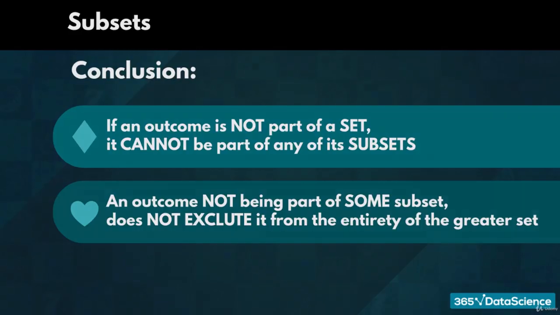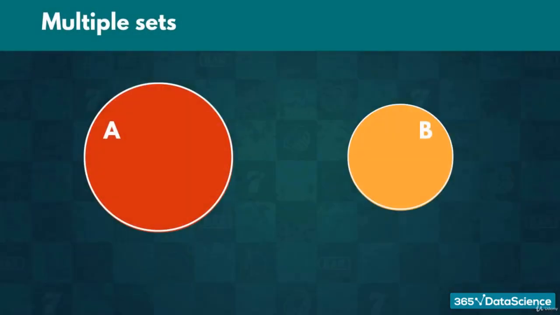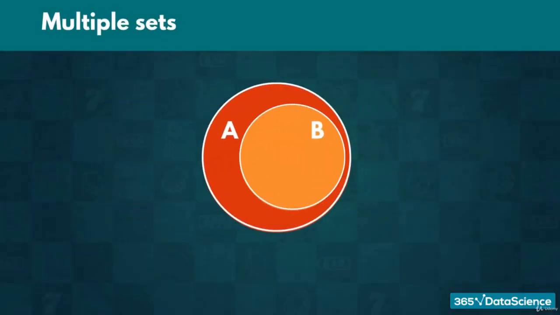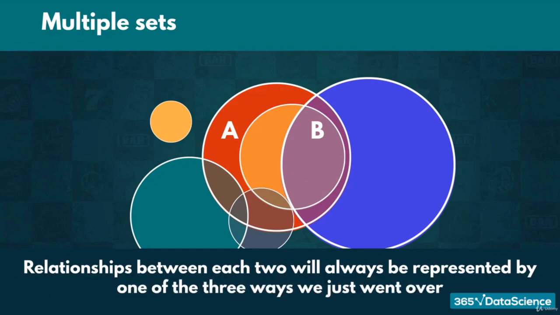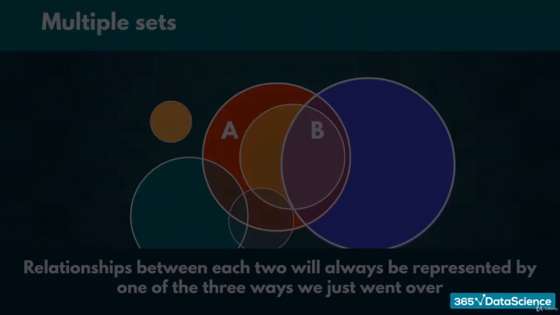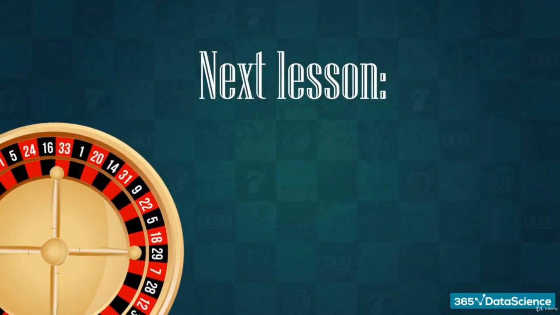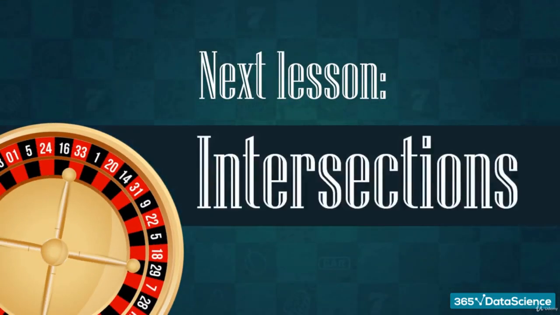Okay, that pretty much summarizes the relationships that the sets of two events can have. Of course, we can have 3, 4, or as many events as we want, and the relationships between each two will always be represented by one of the three ways we just went over. In the next two lectures, we are going to introduce intersections and unions. We will frequently use these definitions going forward.